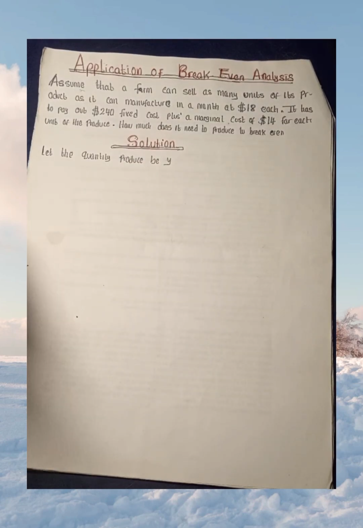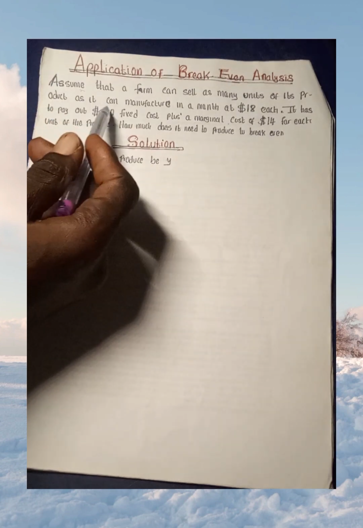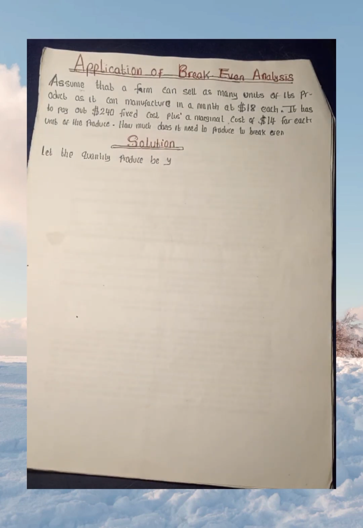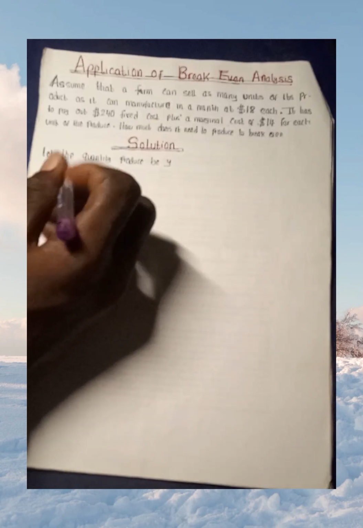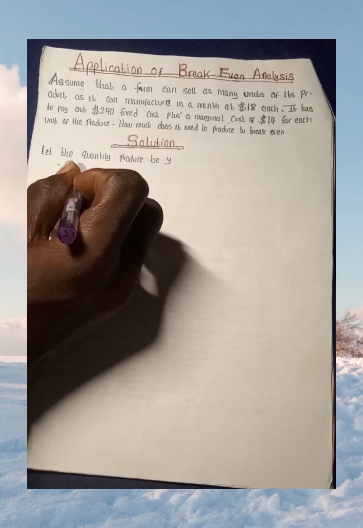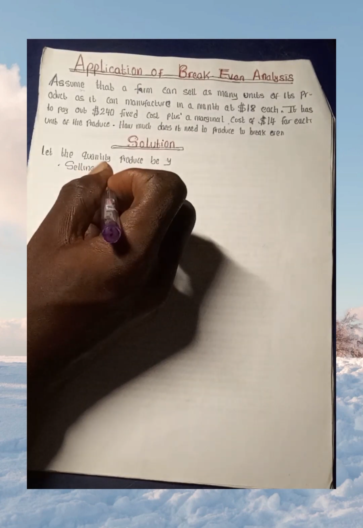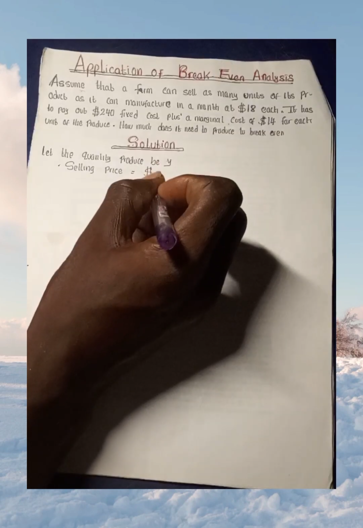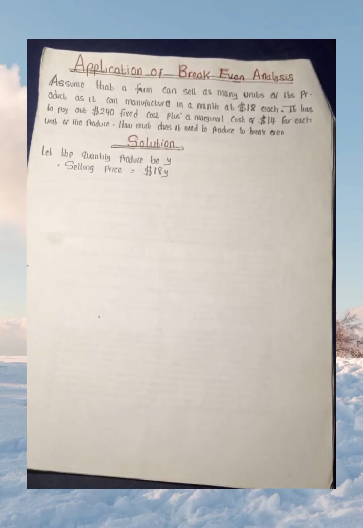Let the quantity produced be y. So in a month, the farmer is able to sell each quantity that it is able to produce in a month at $18. So the selling price is equal to 18y. That's the selling price of the produce.